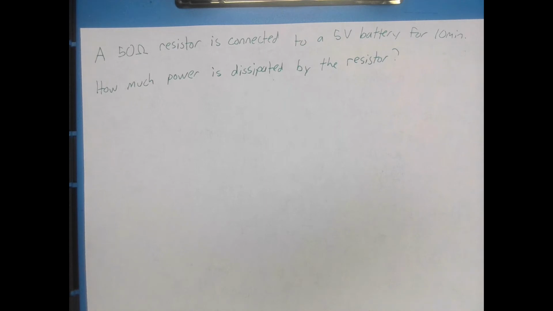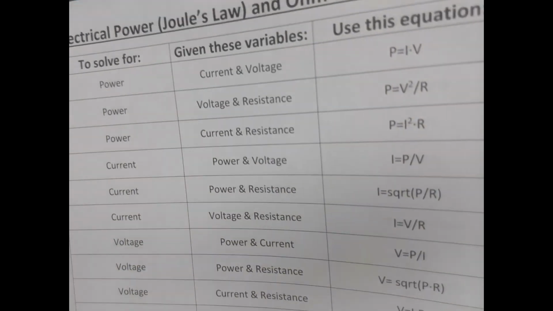How much power is dissipated by the resistor? Dissipated is a word that just means to remove energy by generating heat. Heat is considered useless. So I'm going to give you a formula sheet.